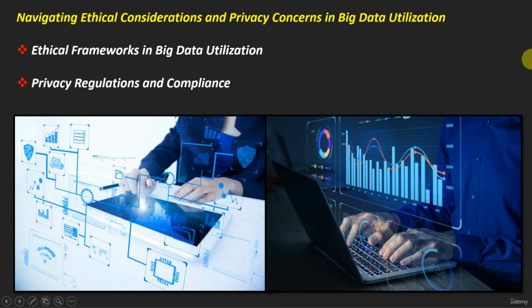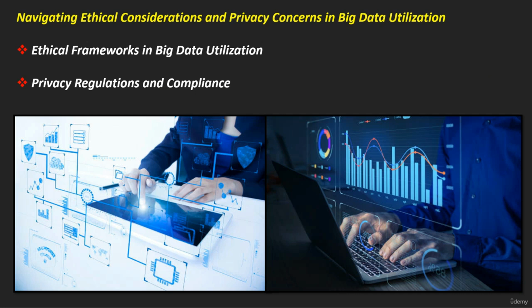We need to talk about some other discussions, then we'll go for a conclusion, more in the specific introduction level. In addition to ethical considerations, privacy regulations play a pivotal role in governing the collection, storage, and use of personal data. These regulations vary by jurisdiction but share common objectives of protecting individuals' privacy rights and fostering trust in data-driven technologies.